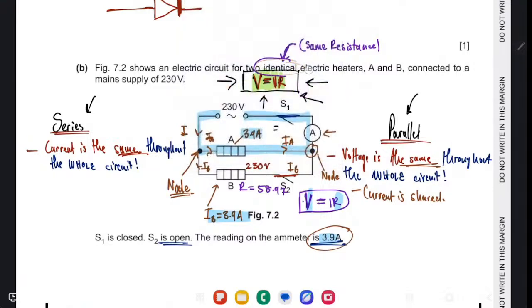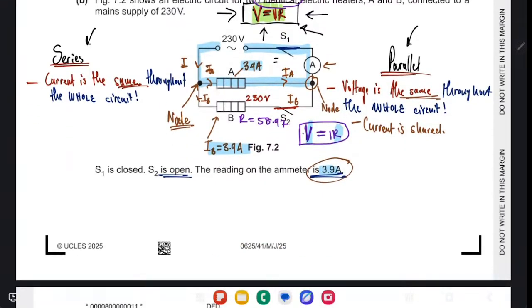So they're identical, which means they have the same resistance, which means when the current is shared, IA and IB will be the same. It will share itself equally, fairly, because the two things have the same resistance.